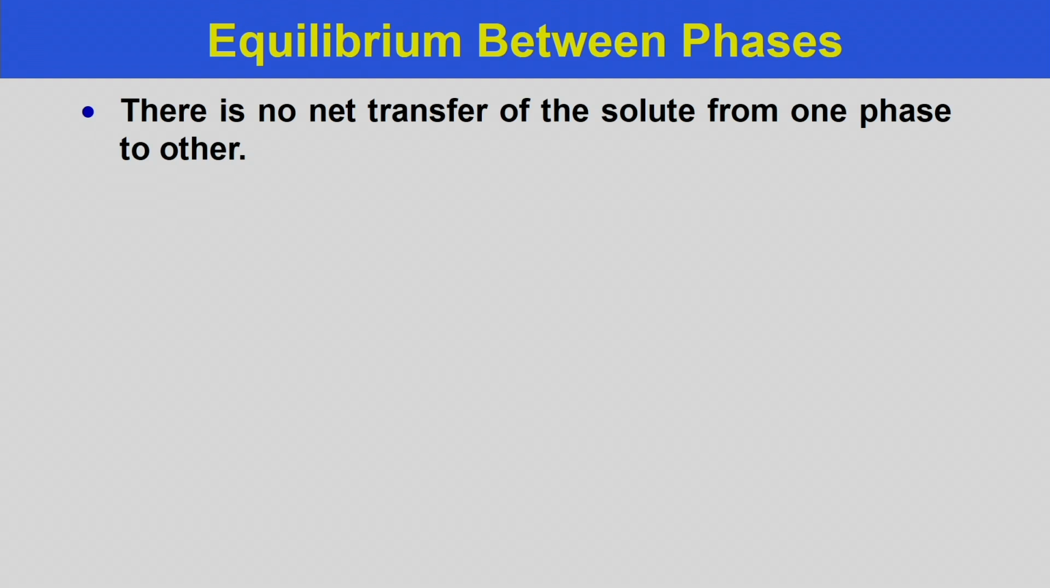So, when we say the system is in equilibrium, it means that, when there is more than one phase involved, there is no net transfer of the solute from one phase to the other. So, basically if there are two phases involved, gas and liquid, there will be no net transfer of the component or the solute from one phase to the other.